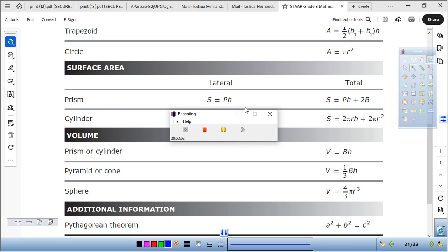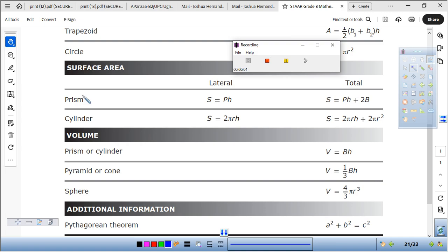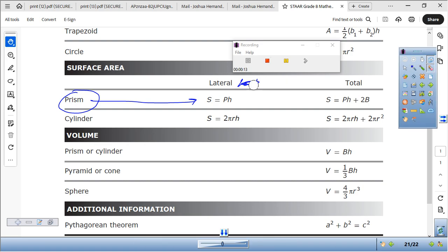Okay, guys, we're going to go ahead and work on surface area of prisms. So there's two things: lateral, which is basically your sides. Lateral is going to be the sides of the figure. And if you look at this as a prism, it could be a triangular prism or a rectangular prism. Those are the two that we really cover. So lateral is, again, your sides.